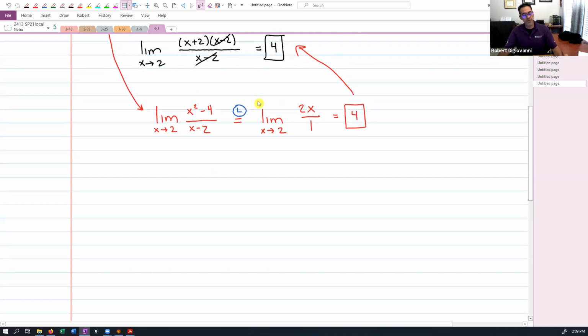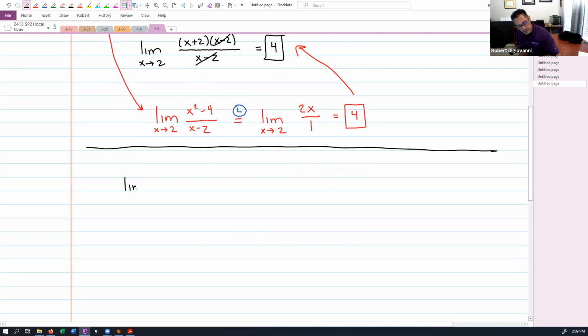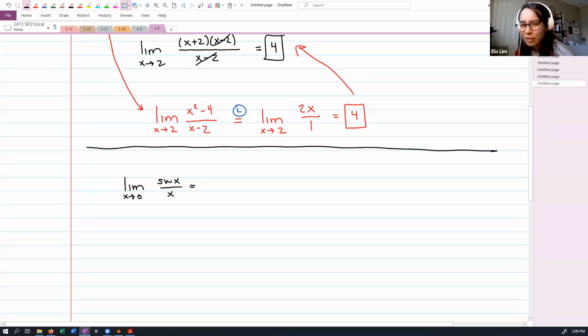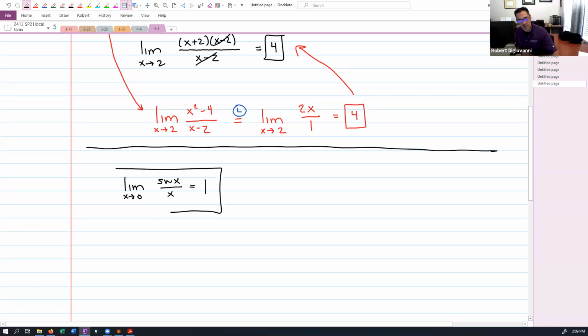Now, do you remember this one? I gave you this limit way early in the class. Limit x approaches 0 of sine x over x. And I told everyone to memorize this one. Do y'all remember what the answer to this is? What I told you it was? No? Everybody fails. It's 1. And I told you to remember this.